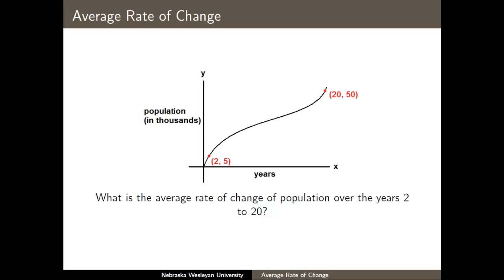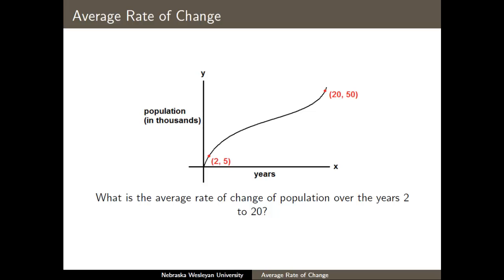On my x-axis, I'm measuring years, and on my y-axis, I'm measuring the population of some town in thousands. The second year of measurement, the population of the town is 5,000. We'll just denote that by 5. And at the 20th year of measurement, the population of the town is 50,000. So what would be the average rate of change of population over the years 2 to 20?